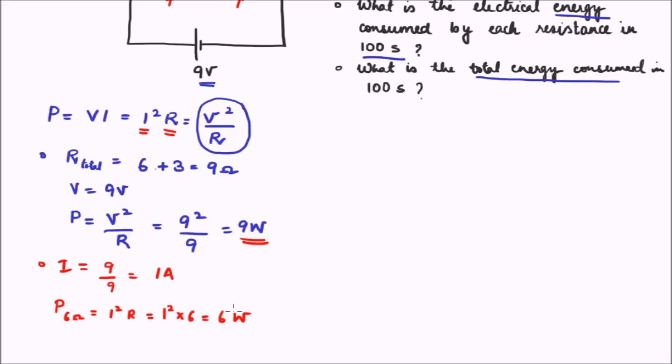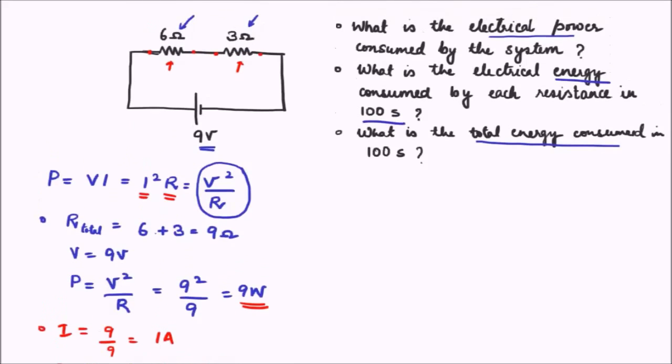So the first resistor is consuming 6 watt of power. The second resistor, we will use R is equal to 3 ohms. That will give me 1 square times 3. Again, the current is the same for both because they are in series, and this gives me 3 watt. Ultimately, we see that the power consumed by both of them combined is 9 watt, as we have initially calculated. So that verifies our calculation.